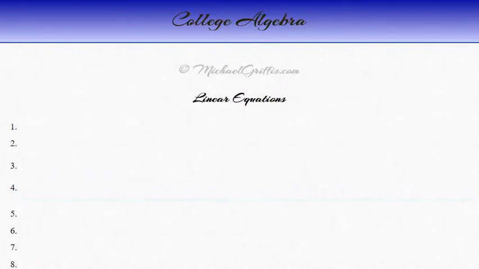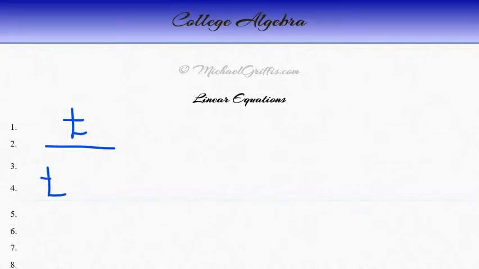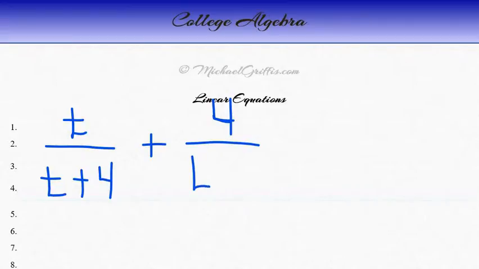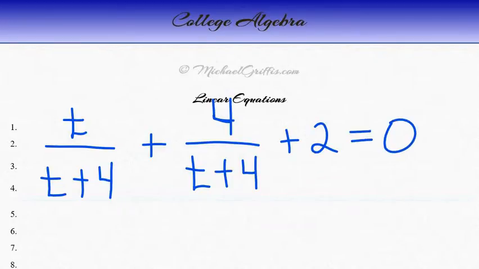Working more equations that involve fractional expressions. This will be a special one. We have t over t plus 4 plus 4 over t plus 4 plus 2 equal to 0.